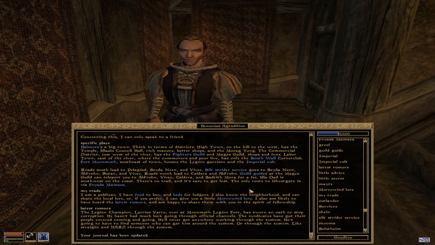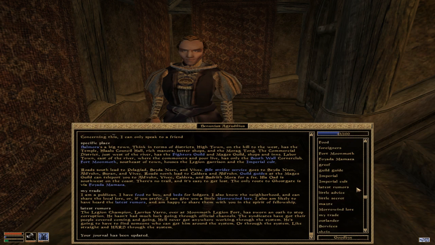The Legion champion Larius Varo over at Moonmoth Legion Fort has sworn an oath to stop corruption. He hasn't had much luck going through official channels. The syndicates have got their people covered coming and going. He'll never get anywhere walking through the system. He is going to have to find someone who can get him around the system or through the system, like straight and hard through the system.